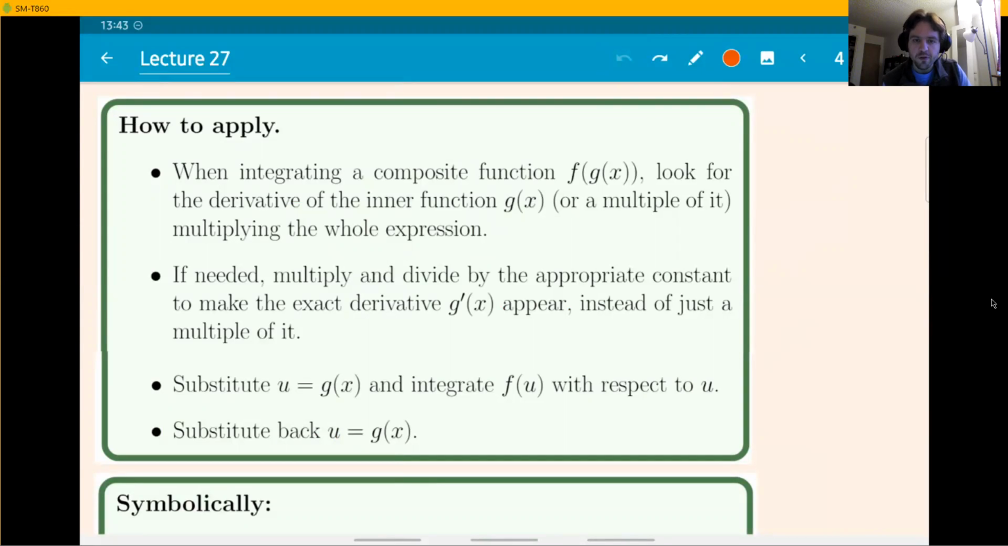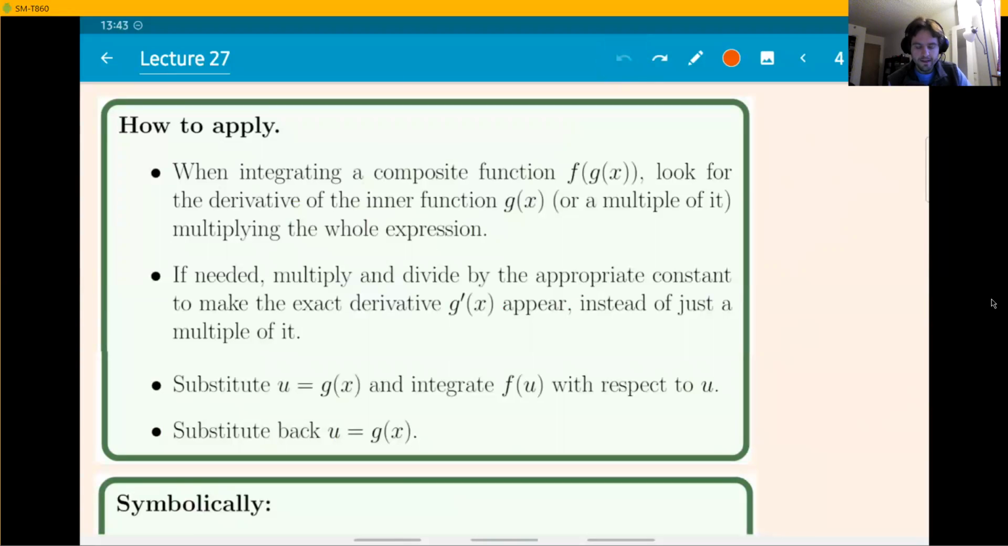I should probably emphasize, u sub is not always going to be possible. It's helpful when it can be applied, but it's not always going to help you. Now, if needed, multiply and divide by the appropriate constant like we just did with the 5, so that you make the exact derivative appear and not just a multiple of it.